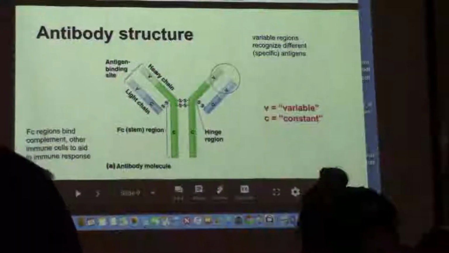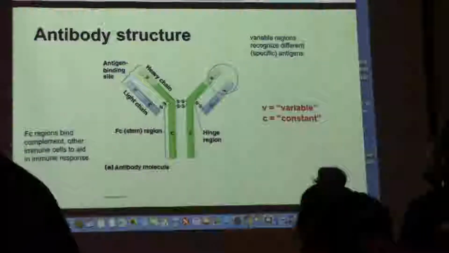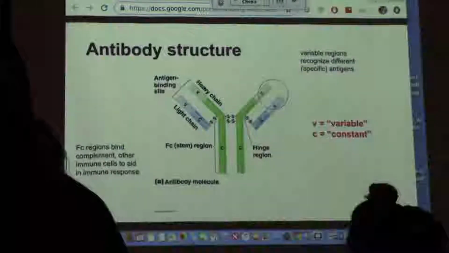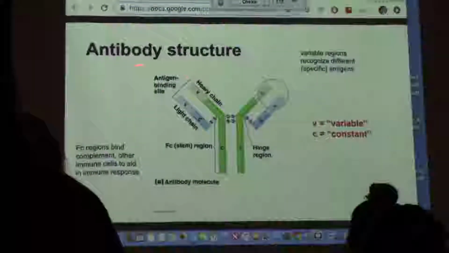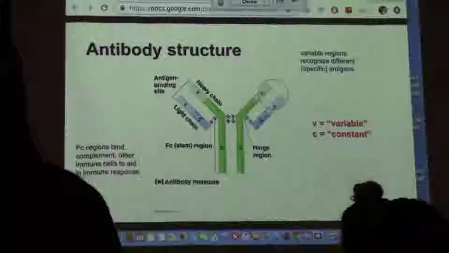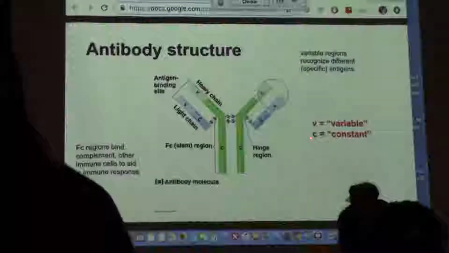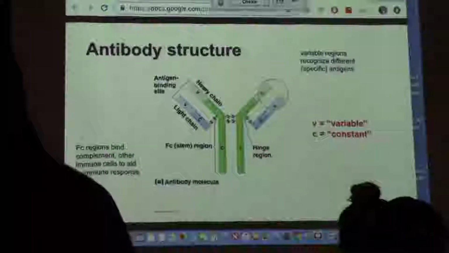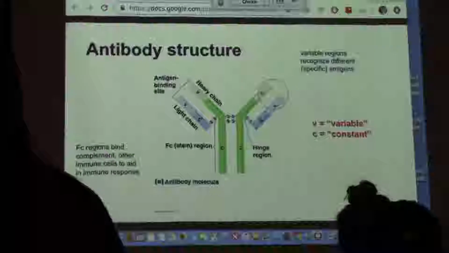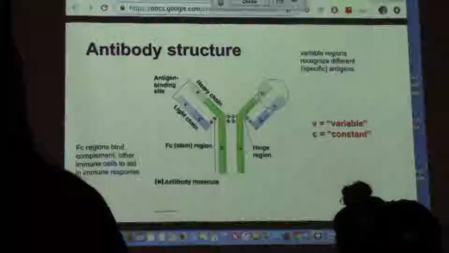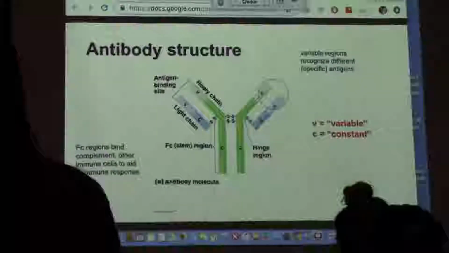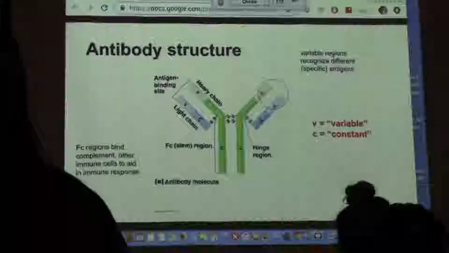Okay, antibody structure. Here is the basic structure of an antibody. You may be familiar with this or maybe not, but I wanted to point out a couple of features. Over the course of your lifetime, your body makes millions and millions of antibodies towards different foreign items it encounters. And all human antibodies have the same basic structure.